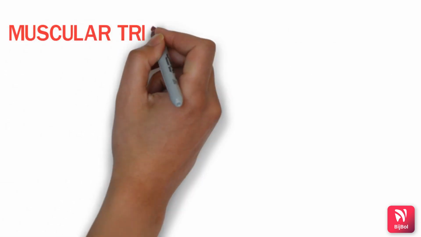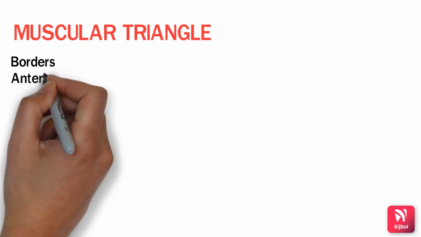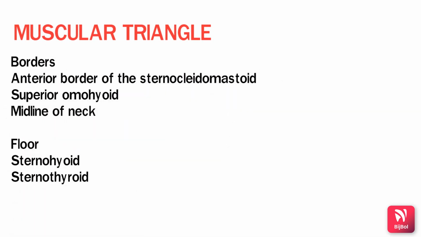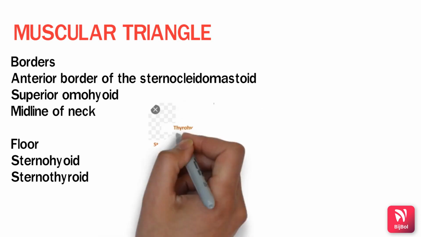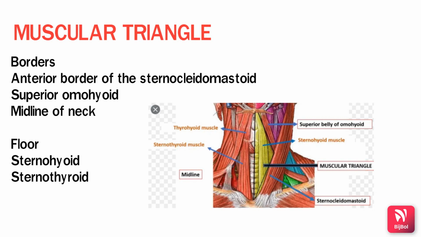Now coming to the last triangle, that is the muscular triangle. It is also a paired triangle in the anterior triangle of the neck. Its borders are the anterior border of the sternocleidomastoid muscle, superior omohyoid muscle, and the midline of the neck. The floor is formed by the sternohyoid muscle and the sternothyroid muscle. These are the borders of the muscular triangle. In this diagram, you can see the yellow demarcation is the muscular triangle. Medially, the black line indicates the midline of the neck, the superior belly of omohyoid is present above, and the anterior border of the sternocleidomastoid muscle, followed by the sternohyoid muscle and the sternothyroid muscle.